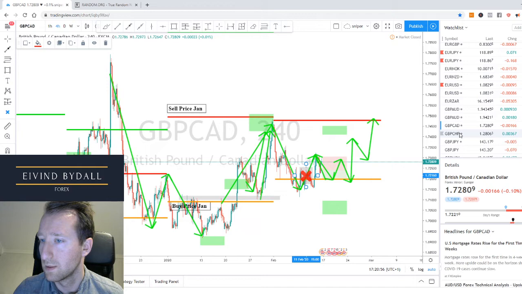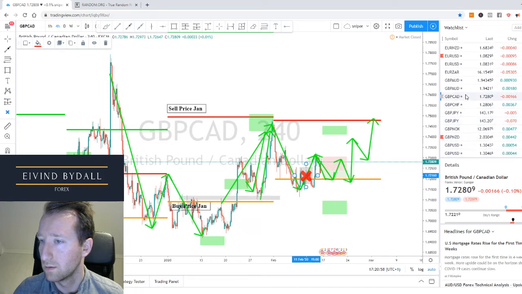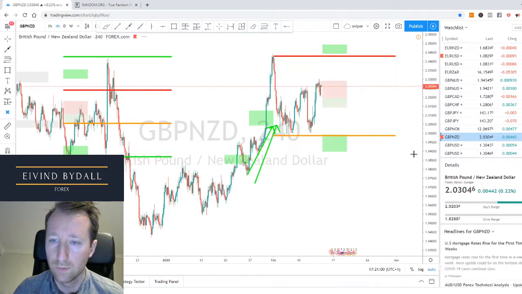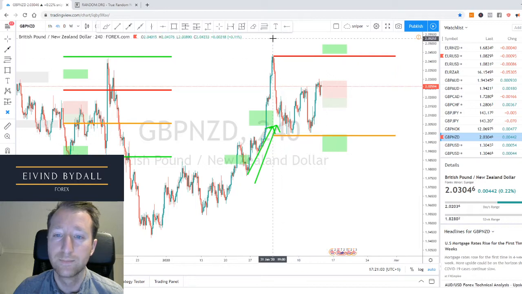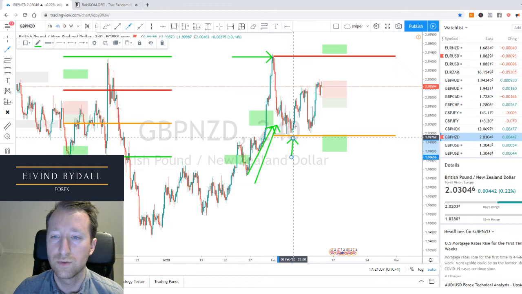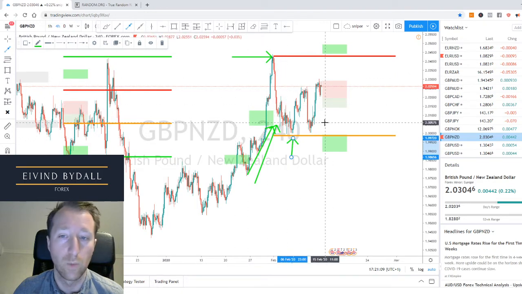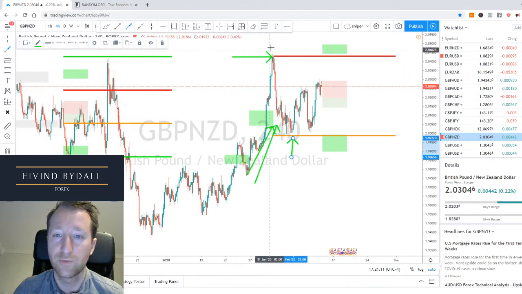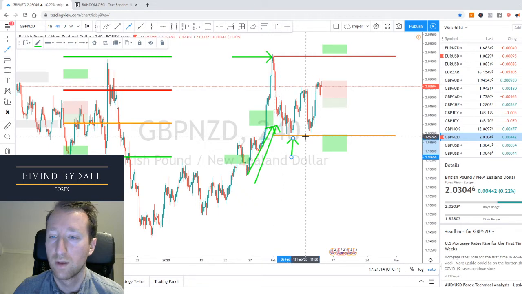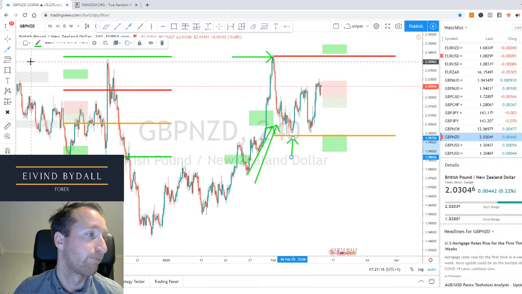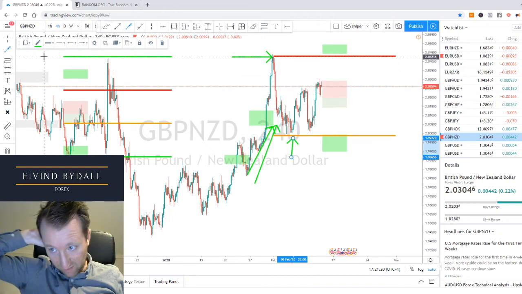Squeeze it, squeeze it. Yeah, I think that's that almost. Pound New Zealand. New Zealand has respected those two zones, and we're just in the middle, nowhere to be done. So that's your entry for the month. Yeah, I think that's that.